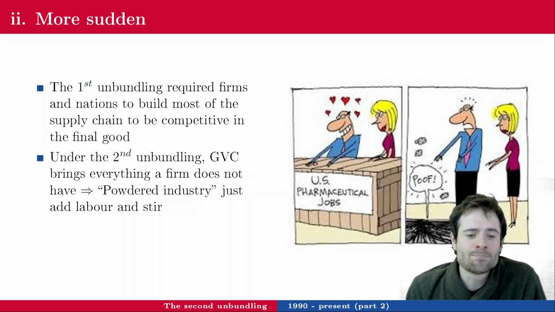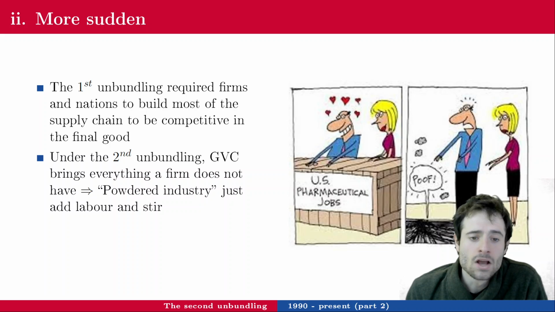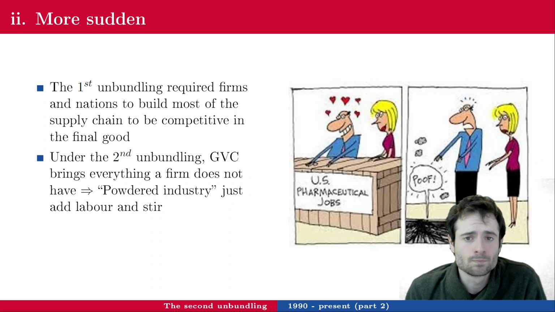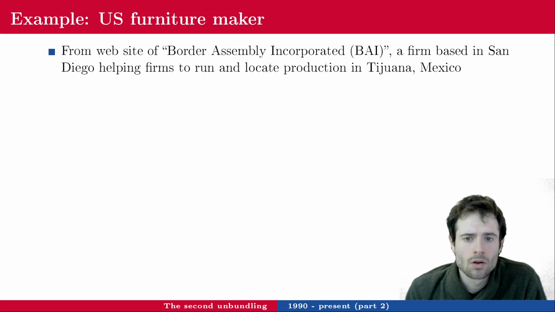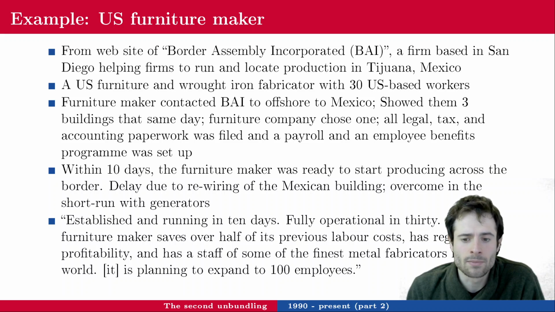So we can talk about a powdered industry. Just add labor and stir. The know-how is coming from abroad. You just need to get the minimum amount of facilities to execute that specific task. So things can change pretty fast. Here's an example. I'm going to skip it. You can just take a look at it to see how fast things are going. It's about the adaptation of Mexico to an investment by an American firm, I believe.